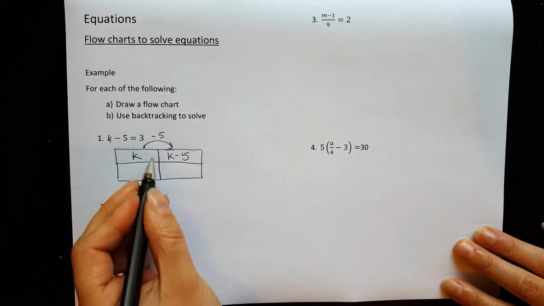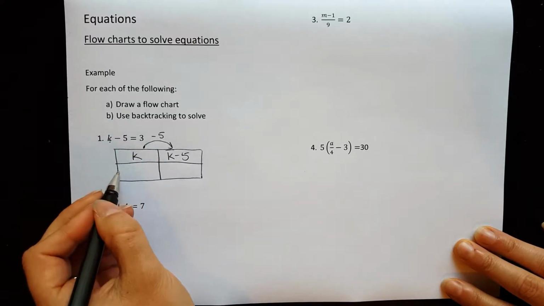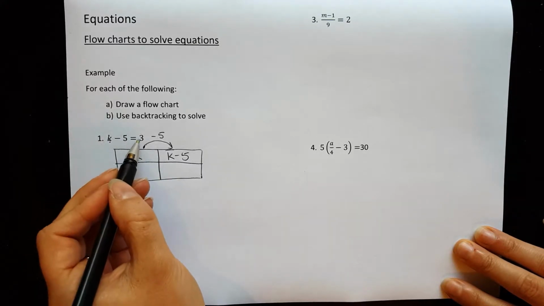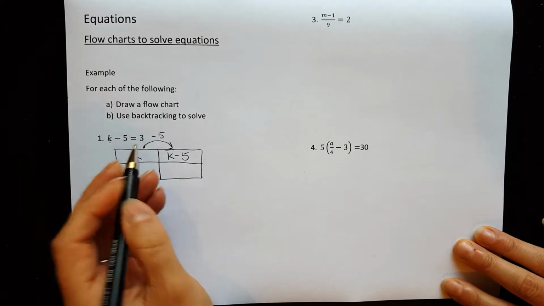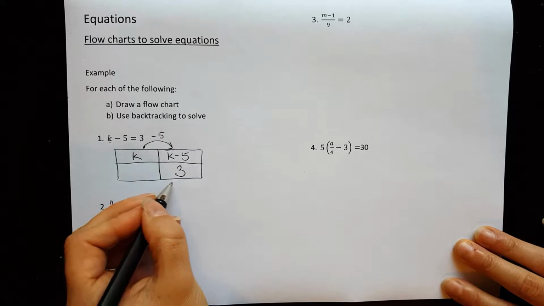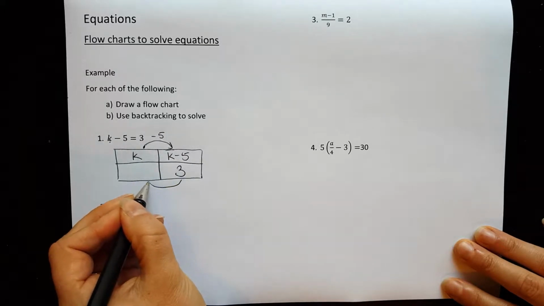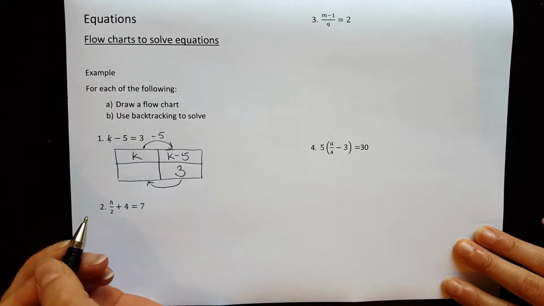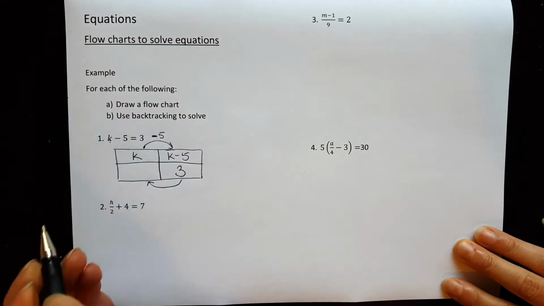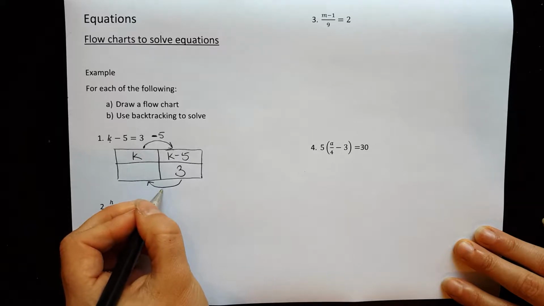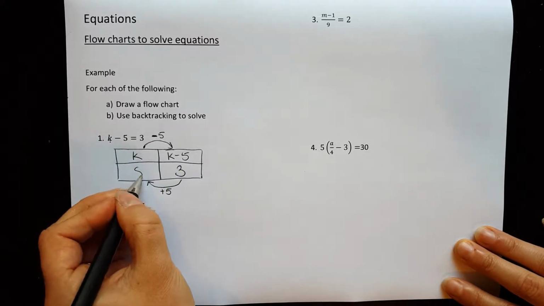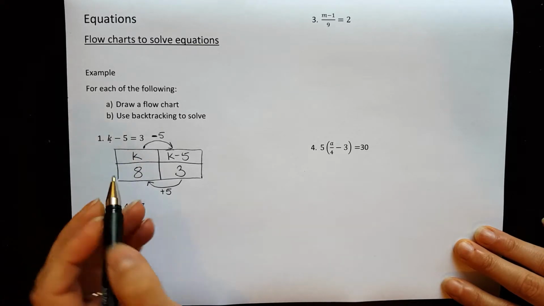Now, notice that I've made this 2 rows high because on the bottom, I'm going to work out the answer. So this K minus 5 is equal to 3. So I'm putting 3 underneath the K minus 5. Now I want to do my inverse operation to find my answer. So my operation up here was to minus 5. So the inverse operation is going to be to plus 5 to the 3, which will give me 8. So K will be equal to 8.